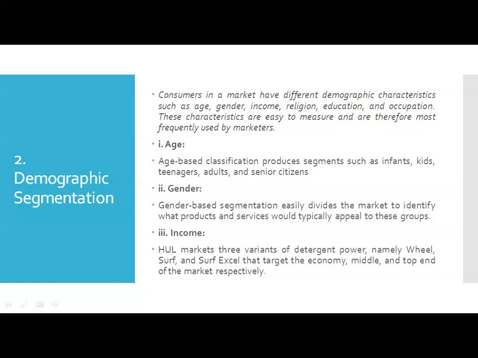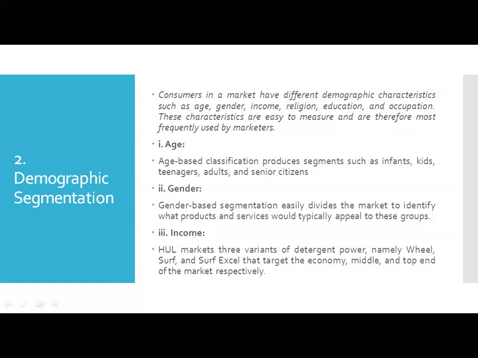Demographic bases of segmentation are briefly discussed here. First is age. People in the market can be divided into different age categories. For instance, kindergarten, toys, and cartoon channels are directed to the kids group, while motorcycles and colleges are aimed at youth. Age-based classification produces segments such as infants, kids, teenagers, adults, or senior citizens.